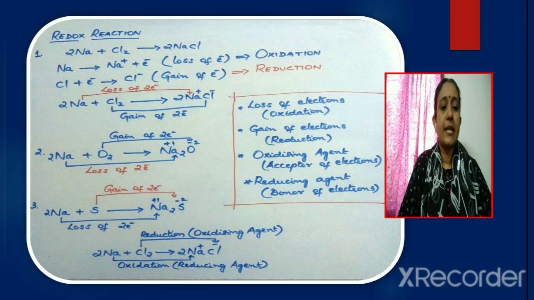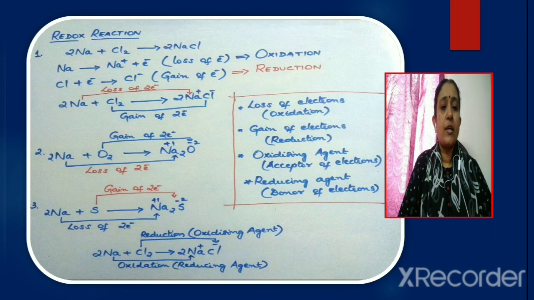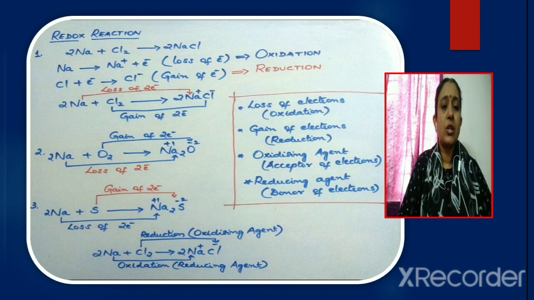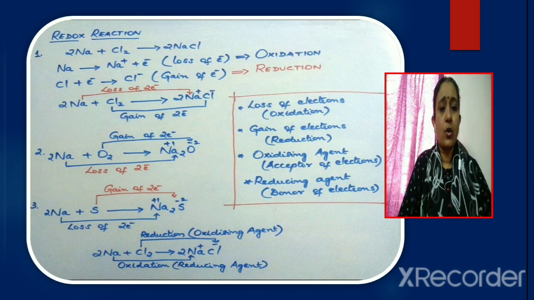Now consider the next half reaction. Cl plus an electron gives Cl minus. Here chlorine atom gains an electron and changes to chloride ion. Since chlorine gains an electron, this process can be considered as reduction reaction. Therefore, oxidation is a process which involves loss of electron or loss of electrons, and reduction is a process which involves gain of electron or gain of electrons.